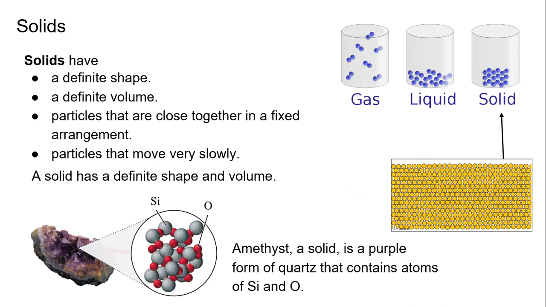So solids have a definite shape, a definite volume. Particles are so close together, they're in a fixed arrangement. They cannot move out of this arrangement. The particles move very slowly, so you think of them more as vibrating. They can move maybe back and forth and a little sideways, but they really can't do anything else.